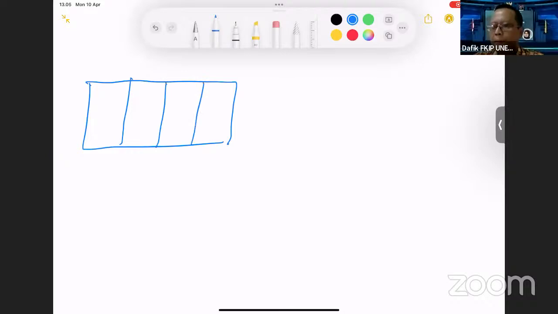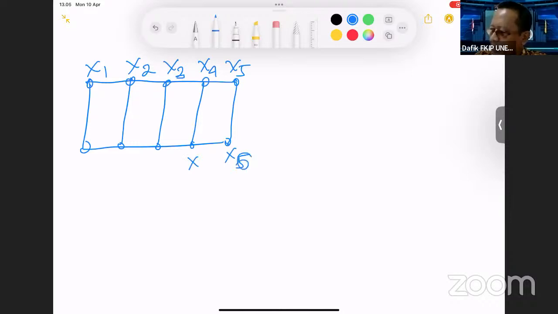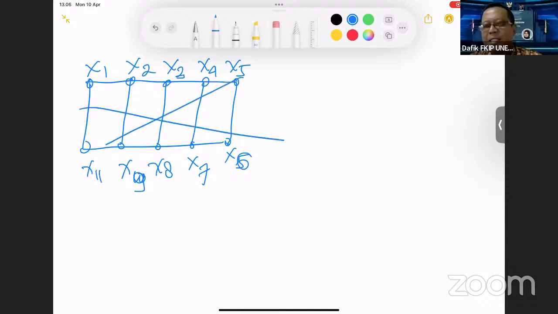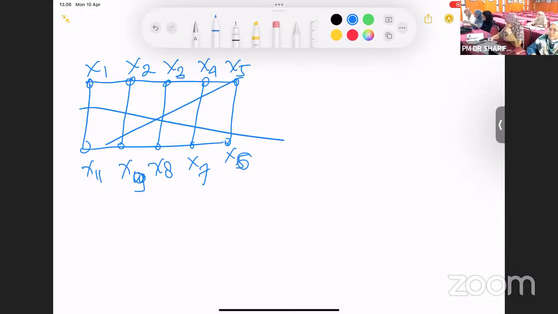Now you have a vertex here, and we have a vertex here. You couldn't give a notation like this one. No, this is wrong. Understand? How do we give a notation?